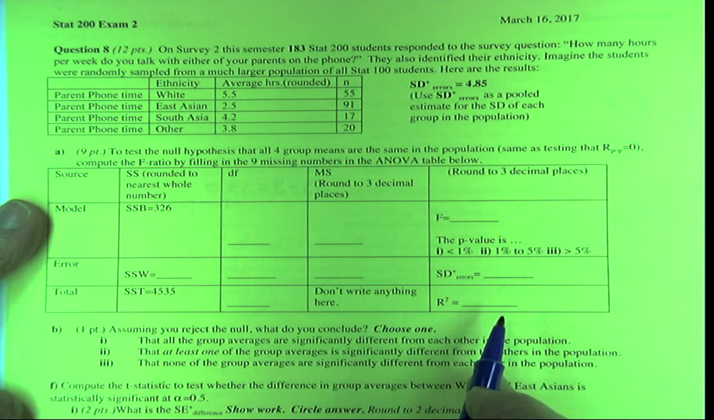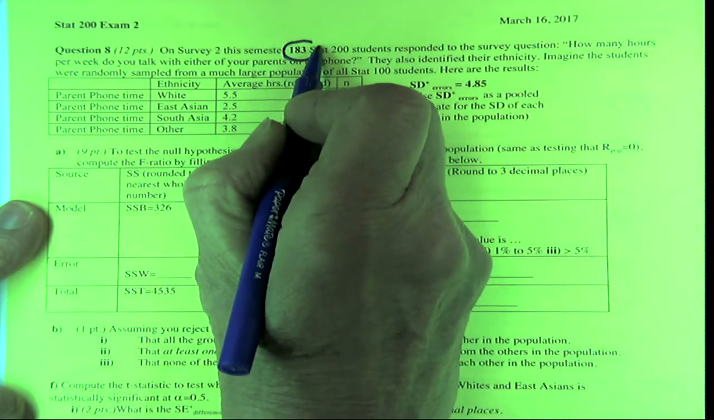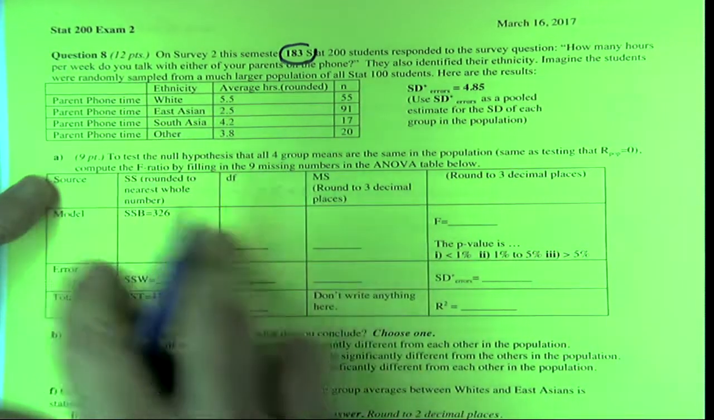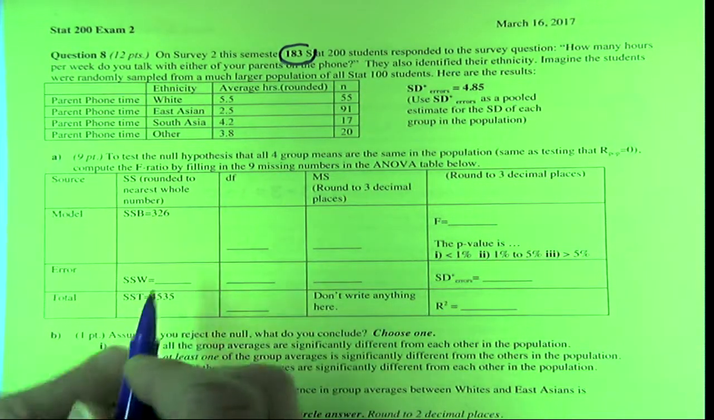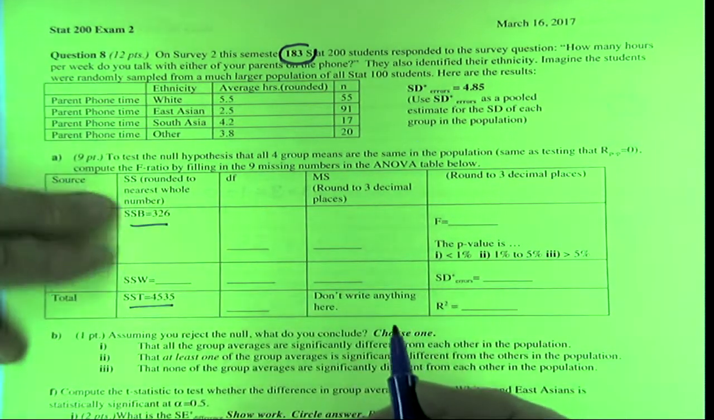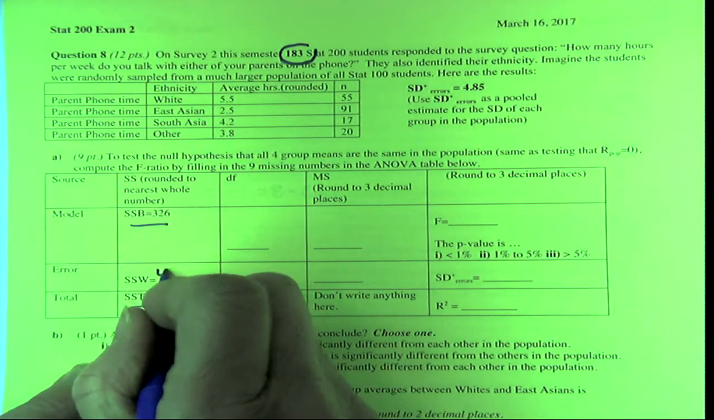So, what are we going to do here? Here's our n, right? And we have to fill out this table. What are we given? We're given the sum of squares total and the sum of squares between. We know these two have to add up to that. So this is pretty easy.